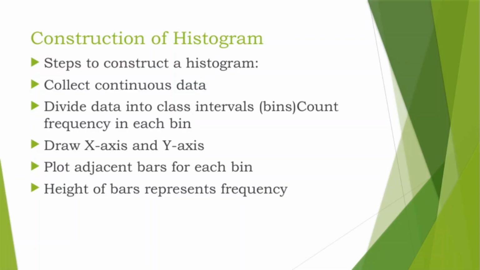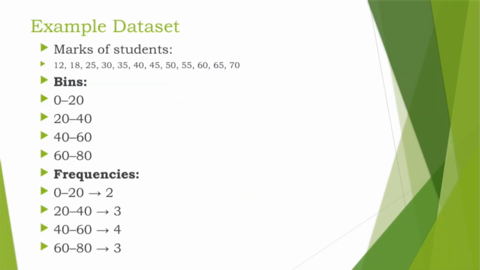A histogram is constructed by first dividing the entire range of numerical data into several equal or unequal intervals called bins. The horizontal axis, also known as the x-axis, represents these class intervals, while the vertical axis or y-axis represents the frequency, which indicates the number of observations contained within each interval.